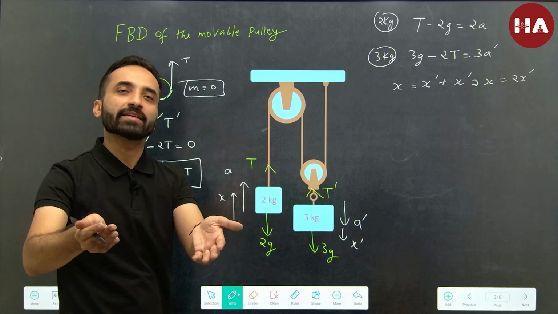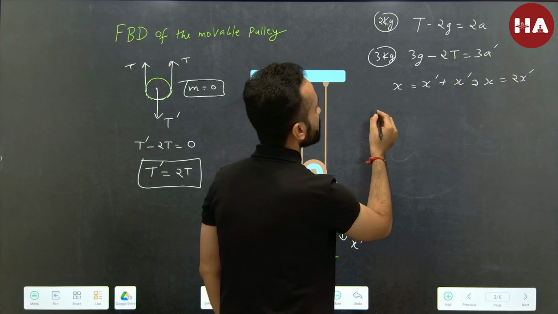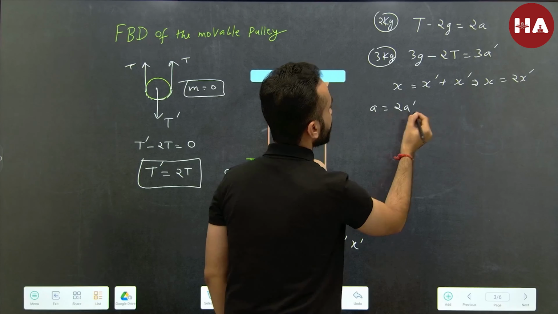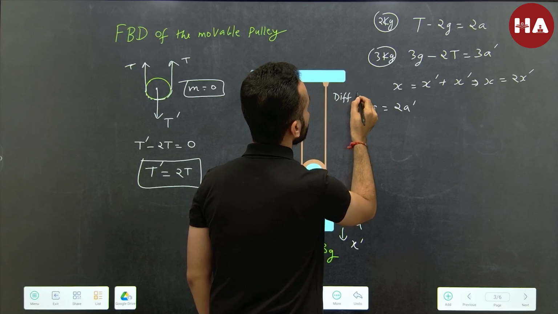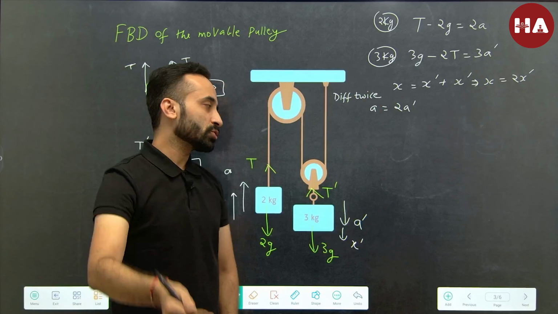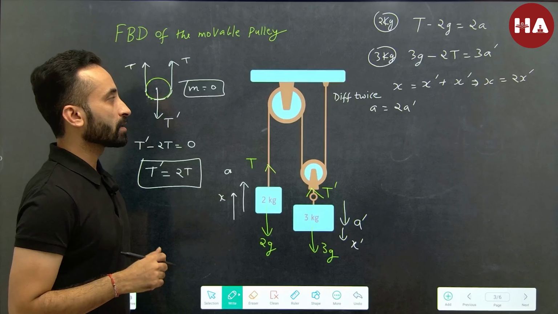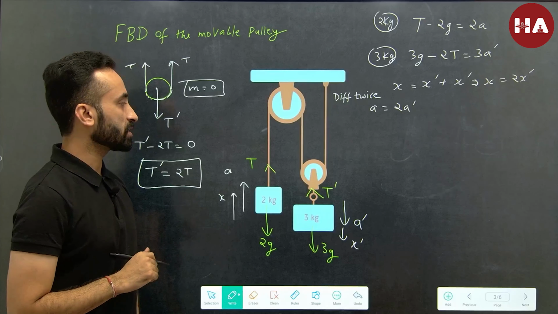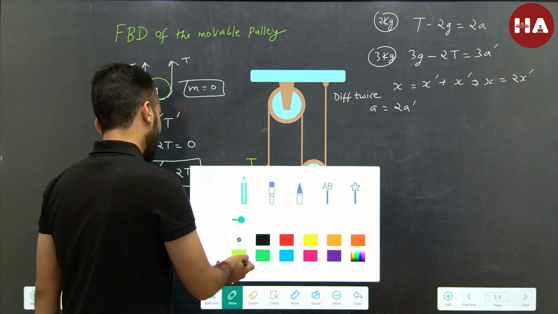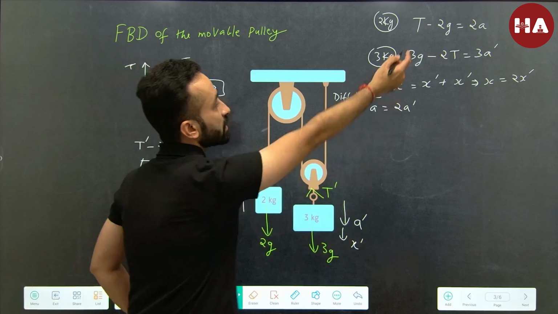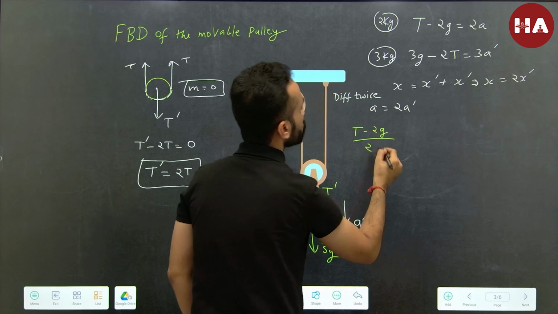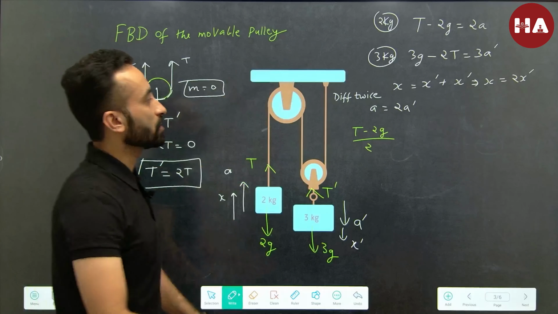Since we have related the displacement, we can differentiate it twice. So this will become a equals 2a dash. I have differentiated twice, and that gives me a equals 2a dash. Now I have the equation. What do I need to do to solve this? I need to put in the values. Let's in fact solve this. For that, I am going to put the value of a first. It's going to be T minus 2g over 2. So I'm using the first equation to put the value of a.